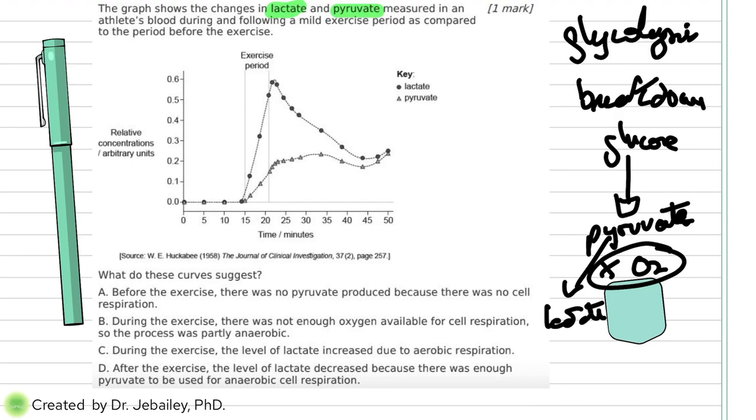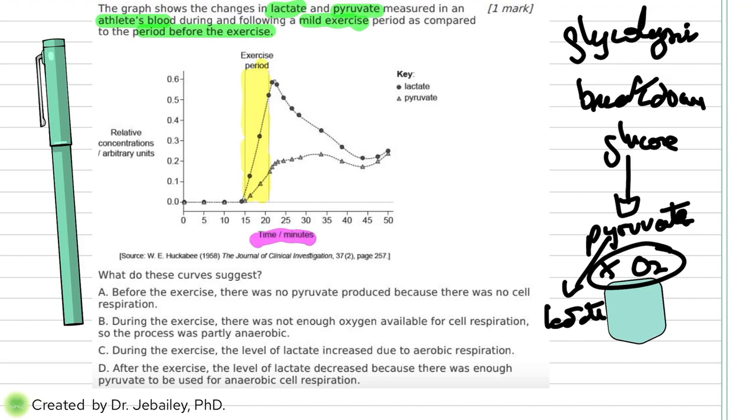So it's measured in an athlete's blood during and following a mild exercise period compared to before the exercise. So basically we're talking about after and before the exercise. If you see the yellow highlight here, this area is where the exercise is actually happening. So you can see from the graph, right? Now look at the graph.